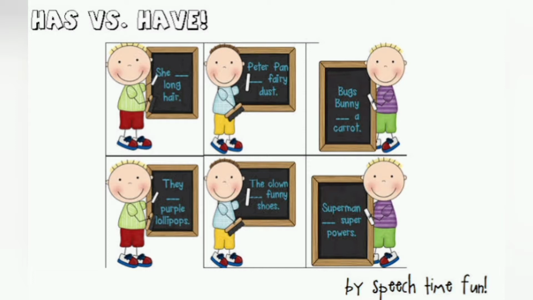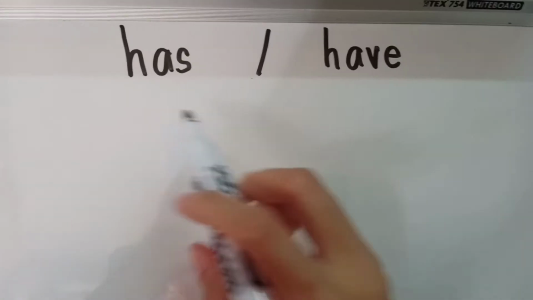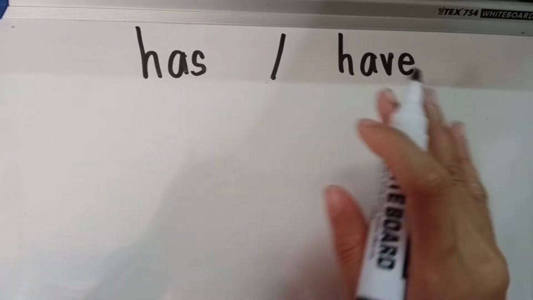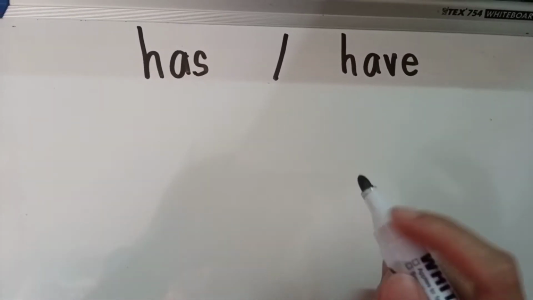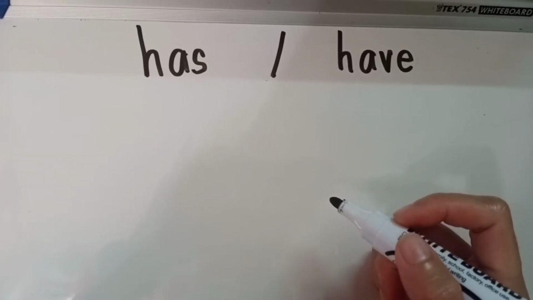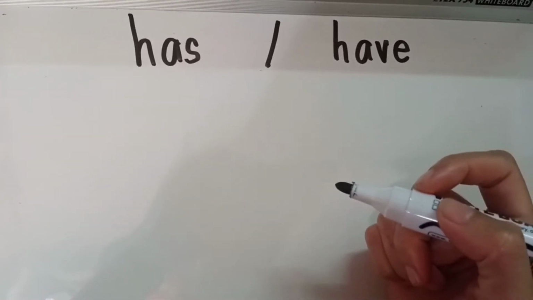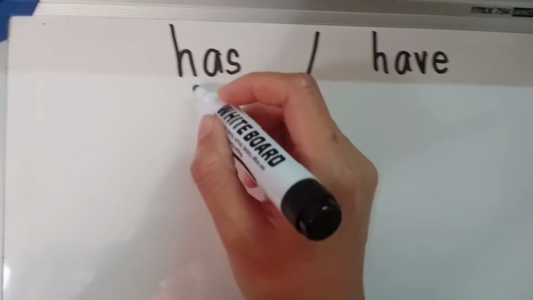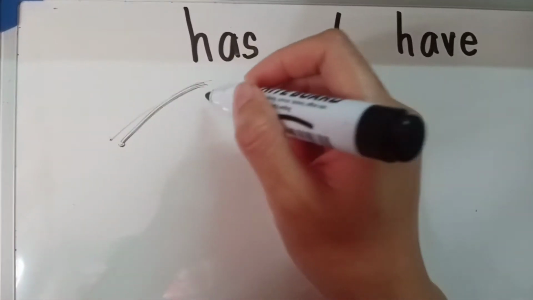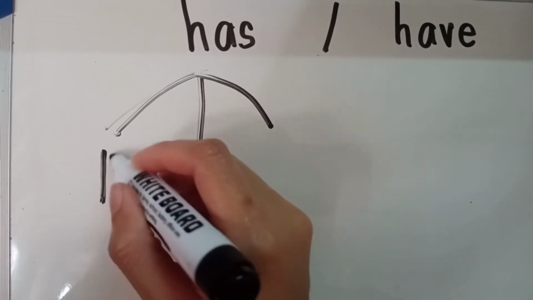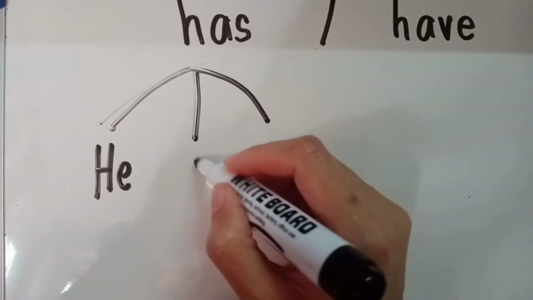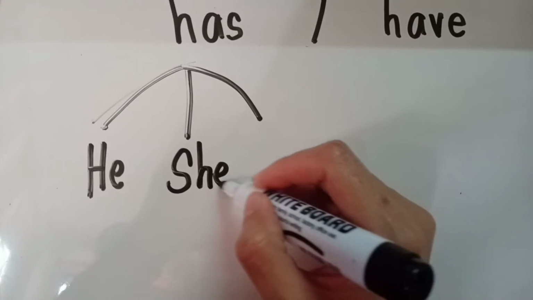So very good, student. Next, we are going to listen to the next video. So now we are here, we are going to talk about has and have. These two are actually the same. Has and have mean to say what you've got. And they are used in different ways and different rules. So has is used with three subjects: pronoun he, she, and then it.